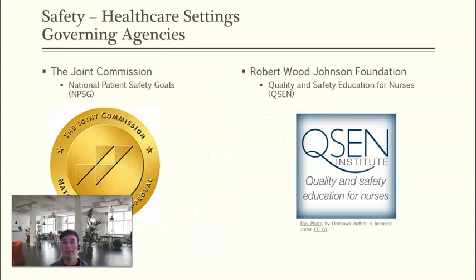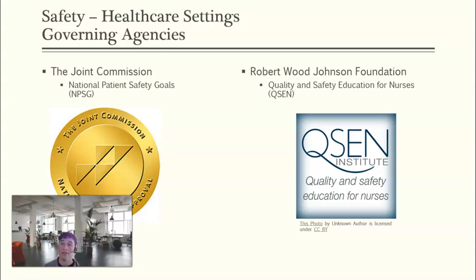So let's switch thoughts a little bit and look at healthcare settings governing agencies. So the Joint Commission. The Joint Commission is a United States-based nonprofit organization that accredits more than 22,000 United States healthcare organizations and programs. The international branch accredits medical services from around the world. A majority of United States governments recognize the Joint Commission accreditation as a condition of licensure for being able to receive Medicaid and Medicare reimbursements.